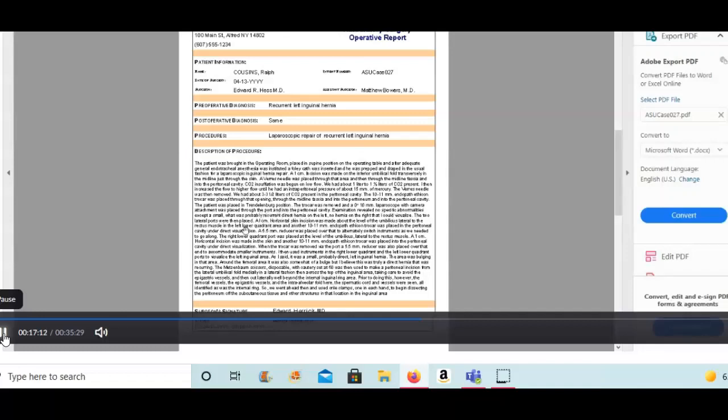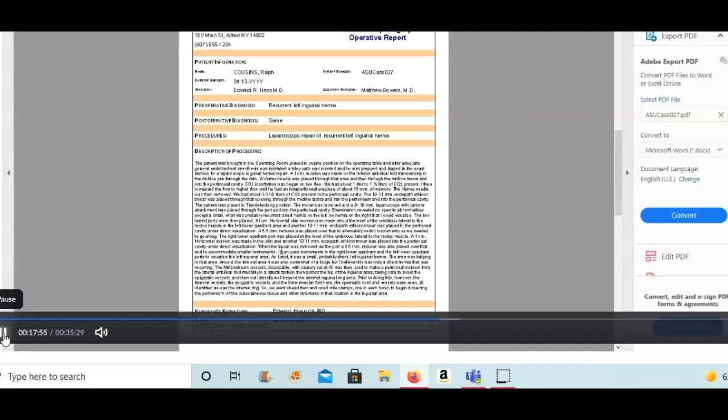examination revealed no specific abnormalities except a small, what was probably recurrent direct hernia on the left, no hernia on the right that I could visualize. The two lateral ports were then placed. A 1 centimeter horizontal skin incision was made about the level of the umbilicus lateral to the rectus muscle in the lower quadrant, left lower quadrant area, and another 10 to 11 millimeter Endopath Ethicon trocar was placed in the peritoneal cavity under direct visualization. A 5.5 millimeter reducer was placed over that to alternatively switch instruments as we needed to go along.